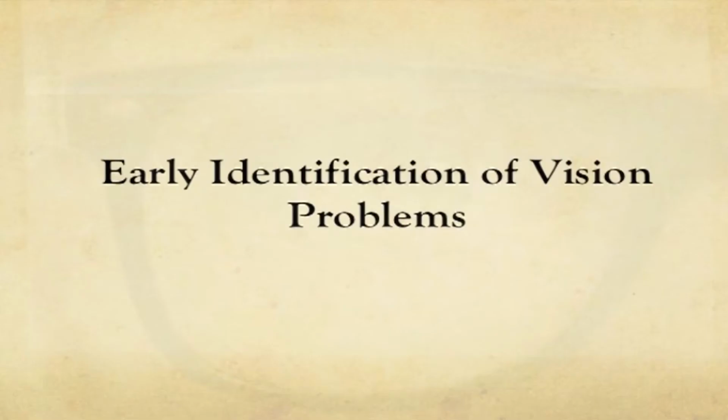Here, we are going to discuss in detail early identification, intervention, and selective educational placement for children with visual problems. Early identification of vision problems. Here, let us discuss the importance of vision and early identification of children who suffer from visual problems. Early identification is the first step to set up the intervention programs.